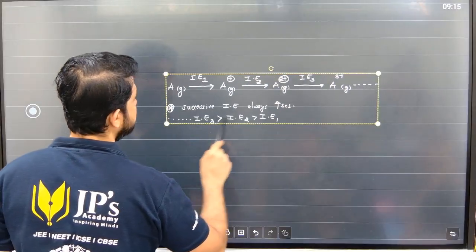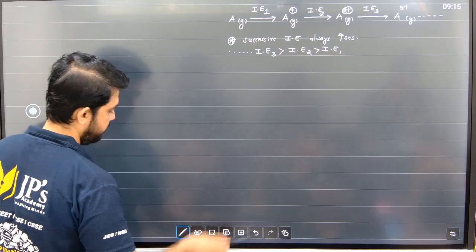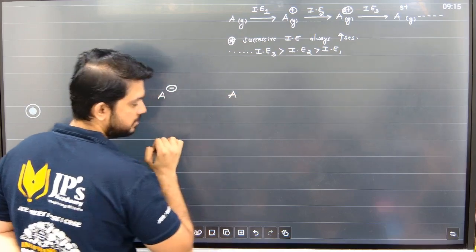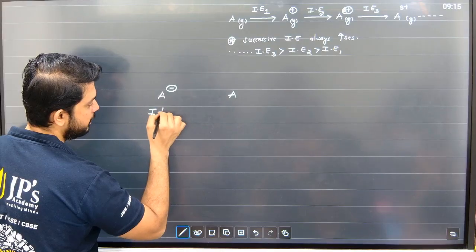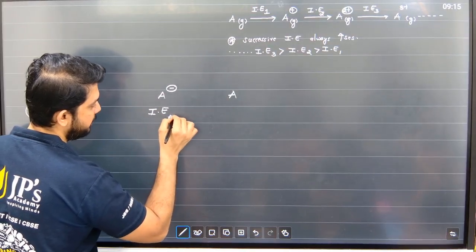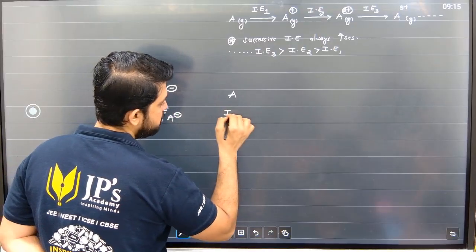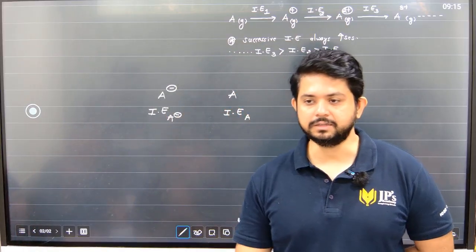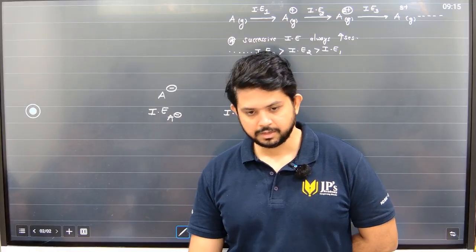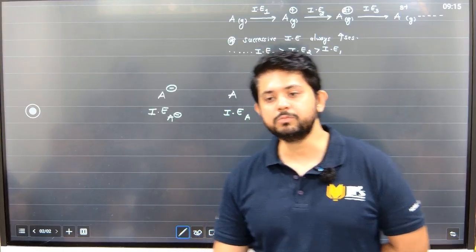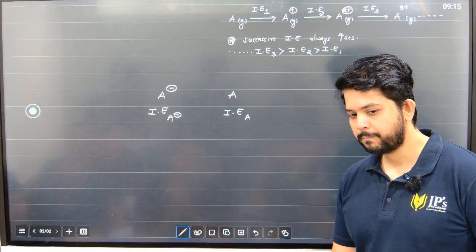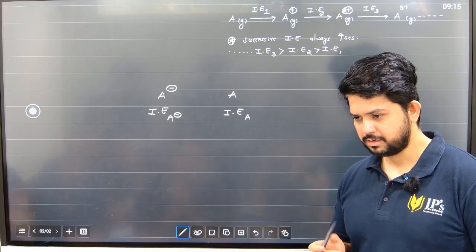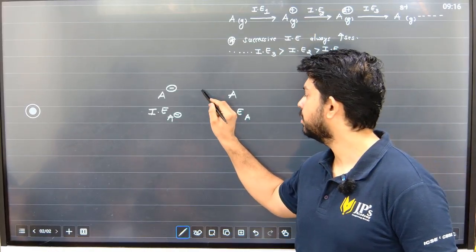I am comparing, मेरे पास है A minus and A. Let's say the amount of energy required to remove an electron from here, I call that IE of A minus. And the amount of energy required to remove from A, I call it IE of A. Which out of the two will be greater? Which out of the two will you require more energy to remove an electron from? A minus, कि A will require more amount of energy to remove from.